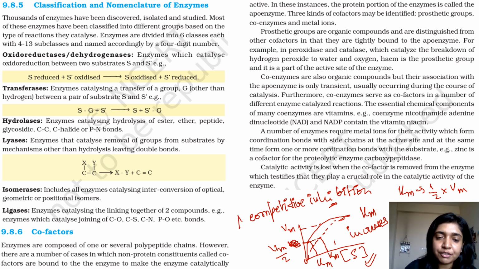Alright, so questions have come from this. So I just give you a brief description. Classification, nomenclature of enzymes. Questions have not come from this part, but we'll still go through this.